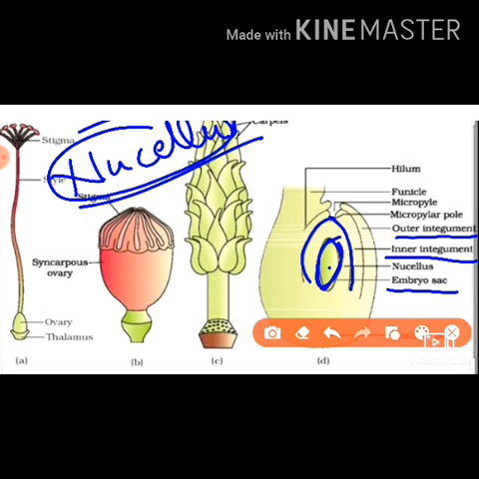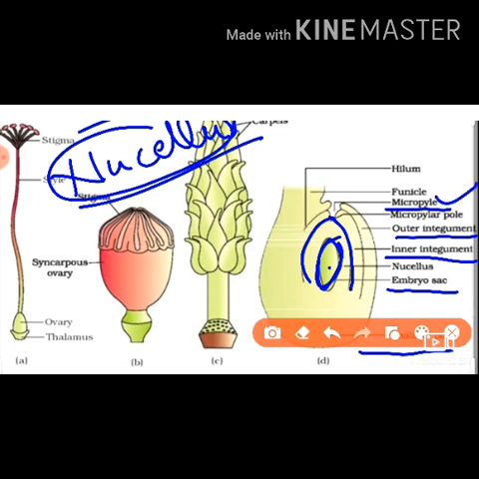But now here is the simple diagram, and along with that there are two ends present here. One is the chalazal end, which is the lower end, and the upper end is the micropyle. There is a small opening, because these integuments do not completely cover the nucellus or embryo sac. There is a small gap in the upper region of the anatropous ovule. That region we call the micropyle.